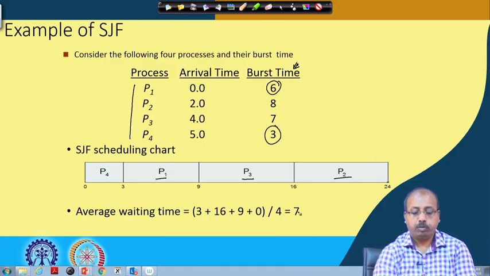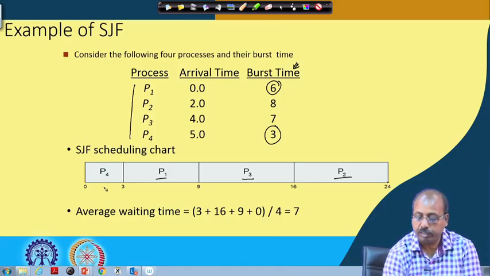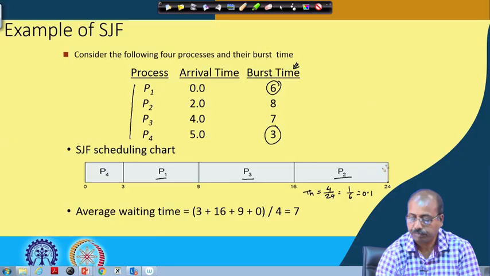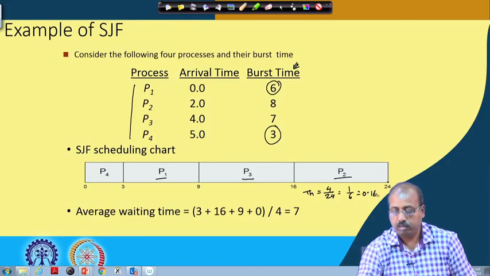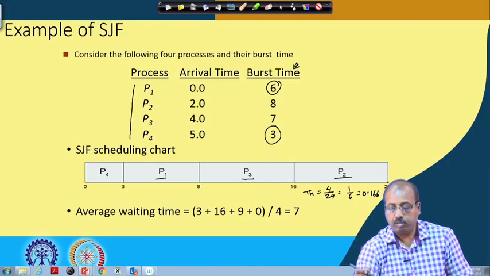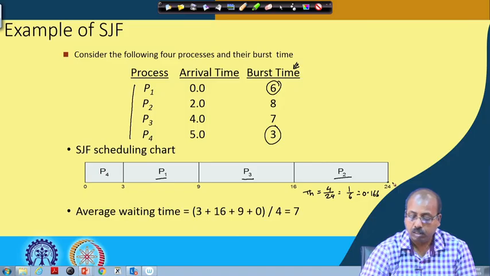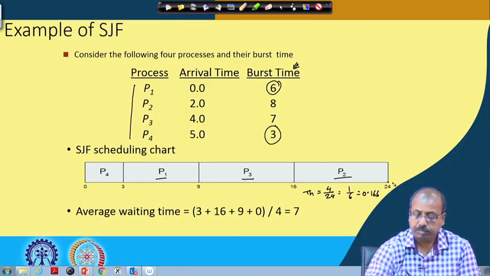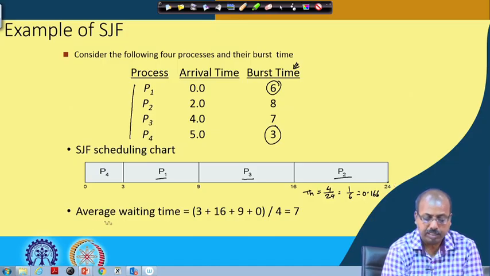So, if we compute the throughput, we have completed 4 jobs in 24 time units. So, throughput is equal to 4 by 24, that is 1 upon 6, 0.166. So, 0.166, that is the throughput.